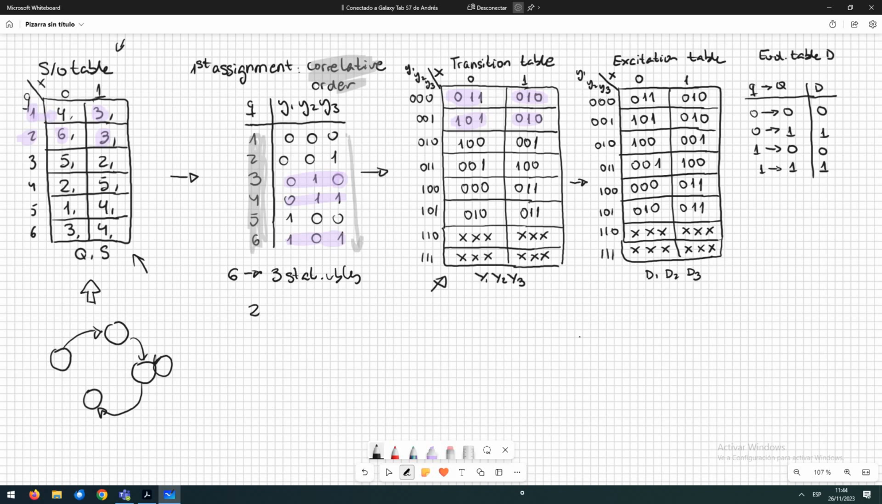With 2 state variables, we can codify 4 states, but we have 6. So we have to use 3 state variables. With 3 state variables, we can codify up to 8 states, and we have 2 combinations that are free. In these 2 combinations, we write X that we can use as don't care conditions to make simpler the minimization of the Karnaugh maps.